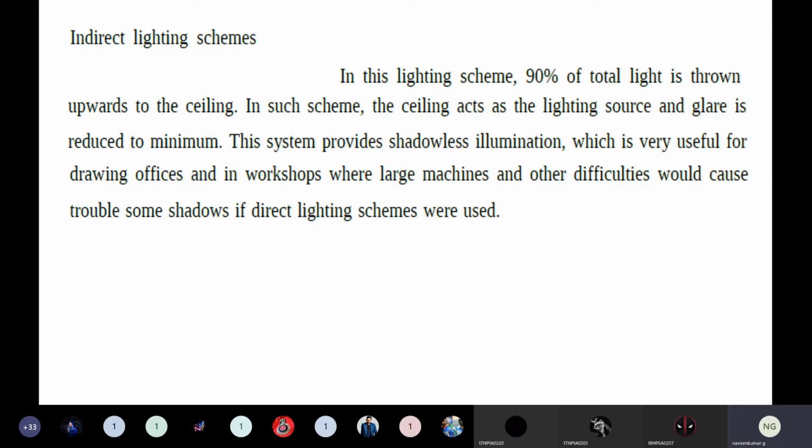So they require this kind of thing, and also all kinds of workshops where we use large machines. So this will cause troublesome shadows. Where troublesome shadows are observed, if you are using indirect lighting scheme, you can eliminate the hard shadows, so you can have your work done smoothly.